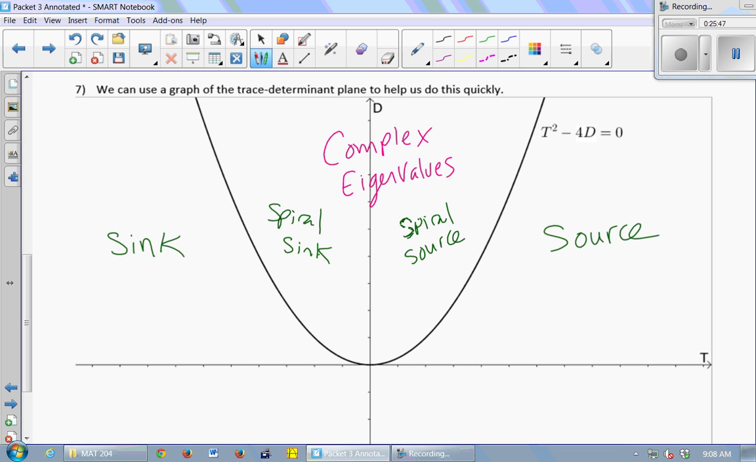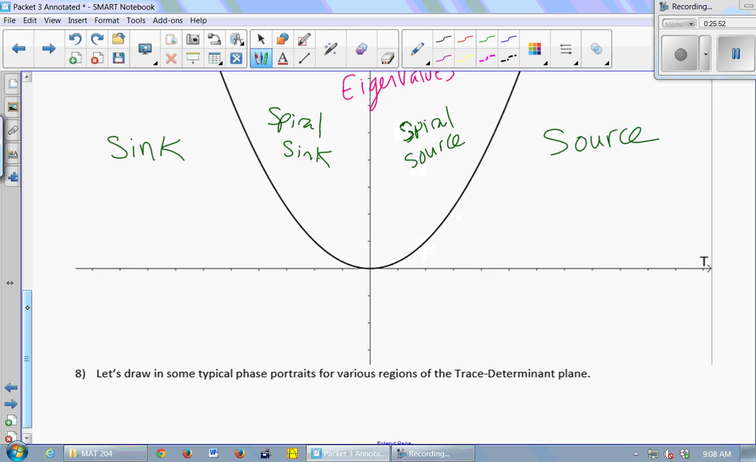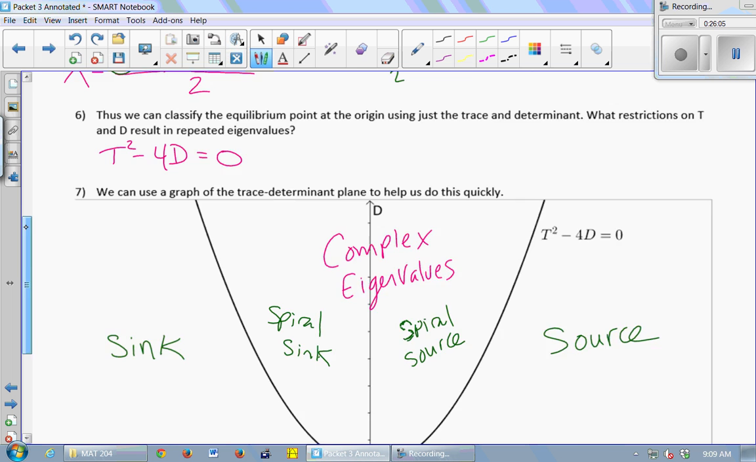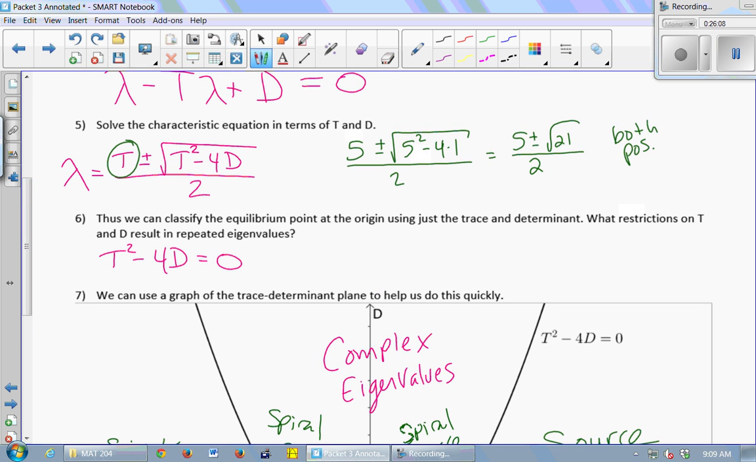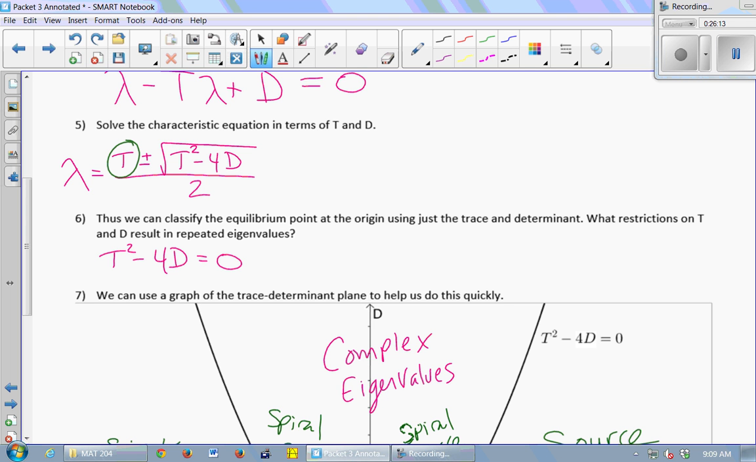All right, what about below the t-axis? What about when the determinant is negative? Pick some point in here, like 4, -1. If I get the eigenvalues there at 4, -1, let's see, I have 4 plus or minus the square root of 16 plus 4, over 2.